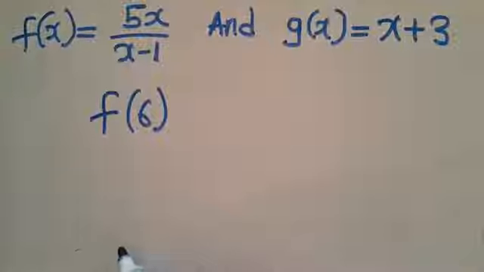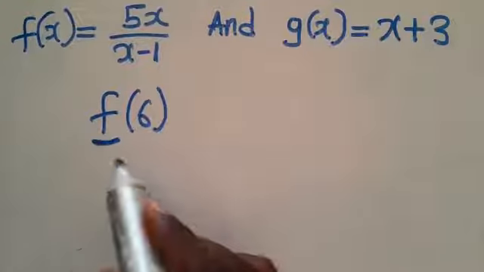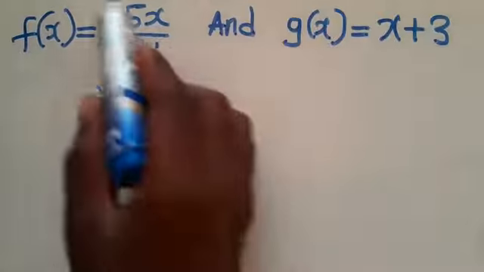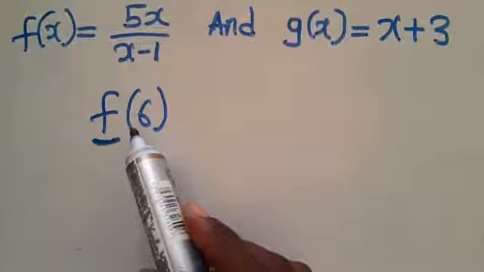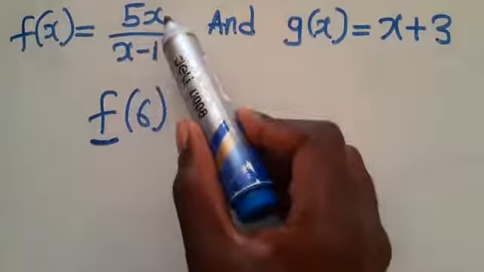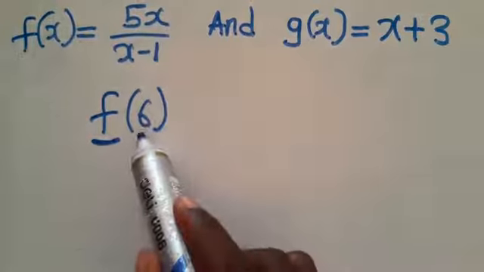This is how the question goes. So how can you find f of 6? Where is the function f? The function f is just here. This is the function of f. It means that where there is x, you put 6. This is what it means.